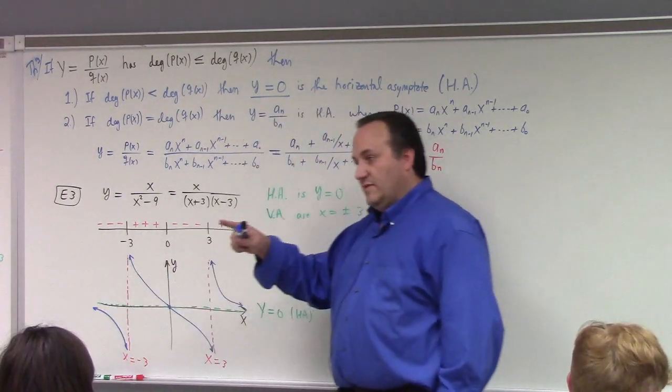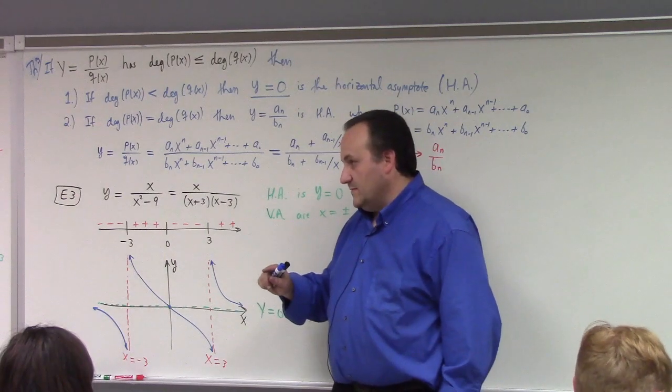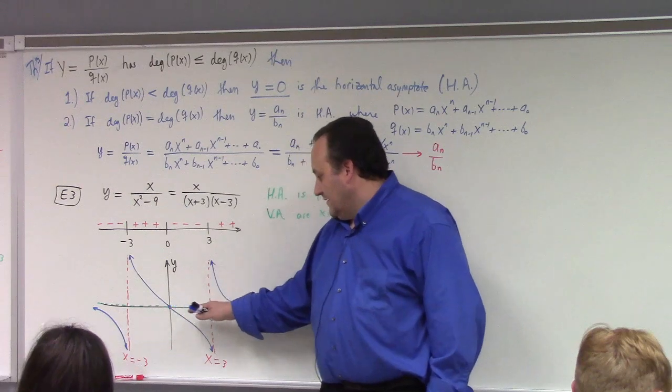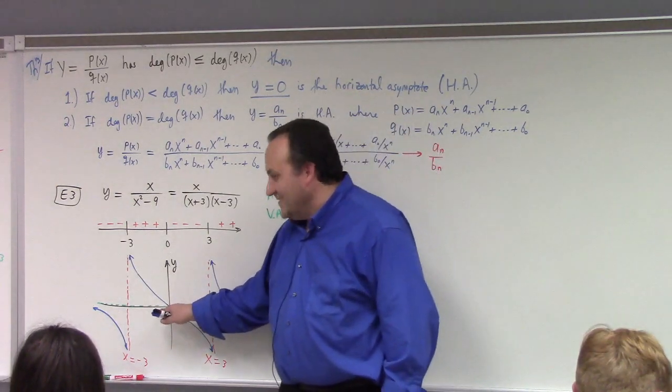You can cross, good question, you can cross a horizontal asymptote. Oh yes. Horizontal asymptote and vertical asymptote, very different. In fact, you can, and I did right there.